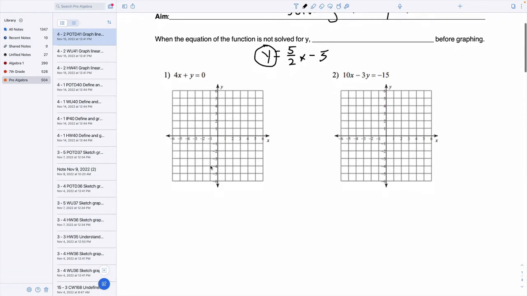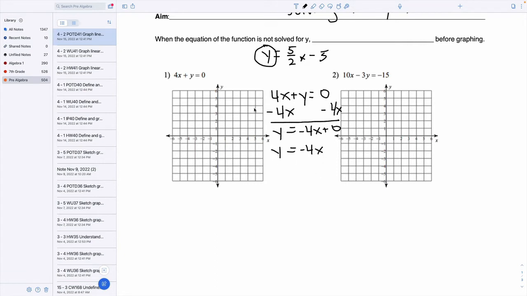So let's take number 1, and just to the side, let's go 4x plus y, rewrite the problem. If you want to get y isolated, you could subtract 4x. That leaves you with y equals negative 4x plus 0, which you could write as y equals just negative 4x.